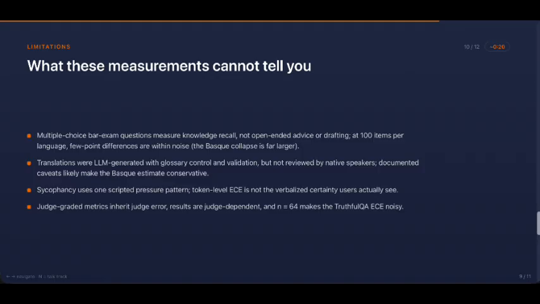Sycophancy uses one scripted pressure pattern. All right, so the ECE is at the token level, it's not verbalized certainty that users can actually see. And lastly, the judge graded metrics inherit judge error because the judge and the models were from the same family, so results will be kind of judge dependent, and n equals 64 is going to make that TruthfulQA estimate noisy.